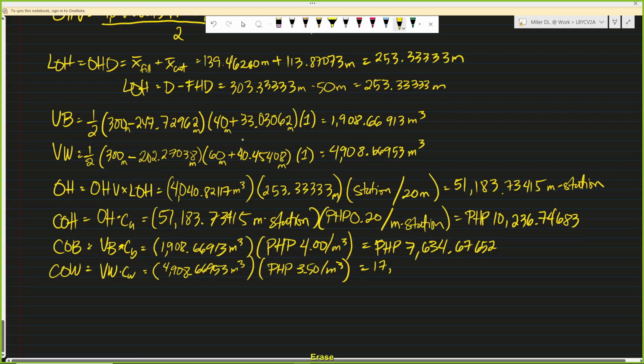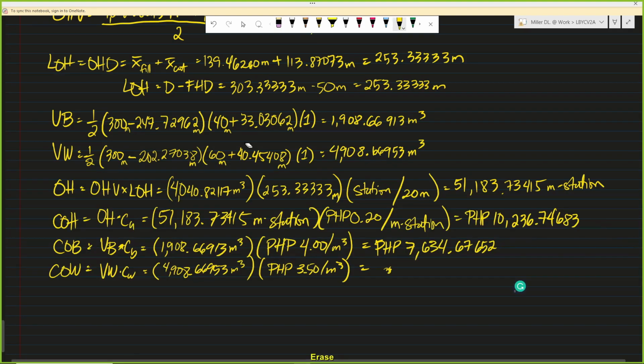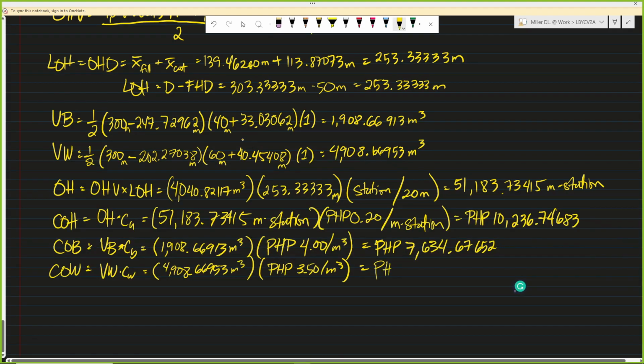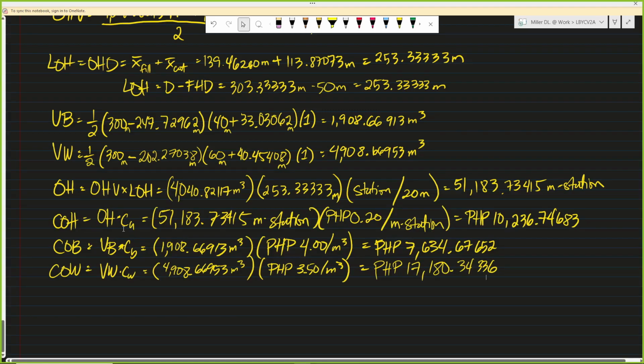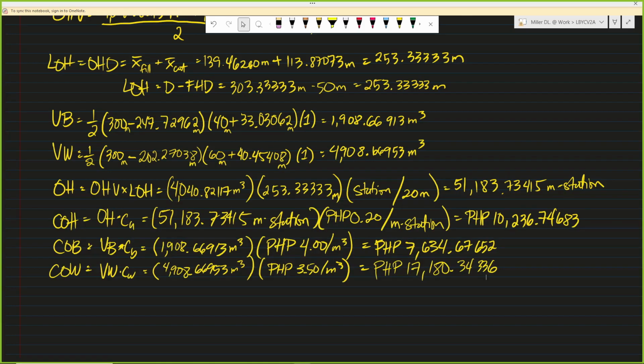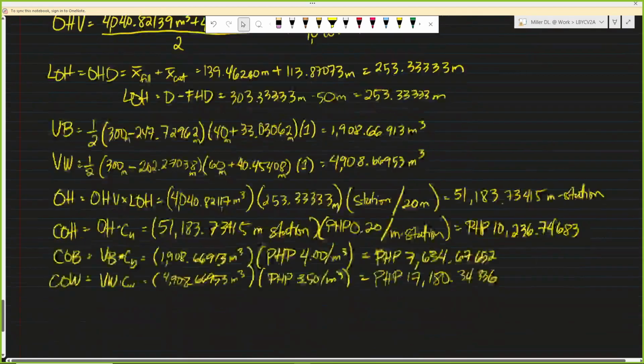We have 17,180.34336. Okay? Yes, overhaul is in per meter station. Per meter station siya. Okay? So basically, that's it for this.